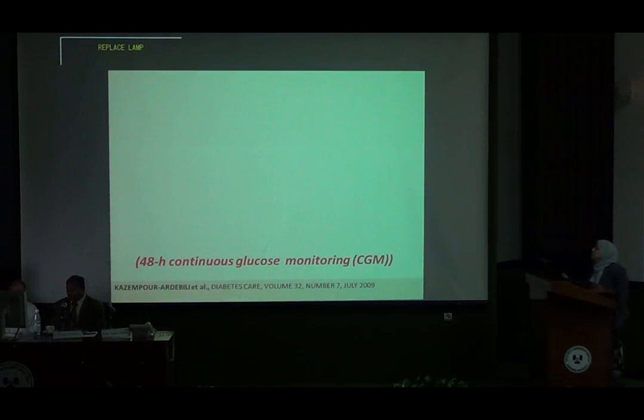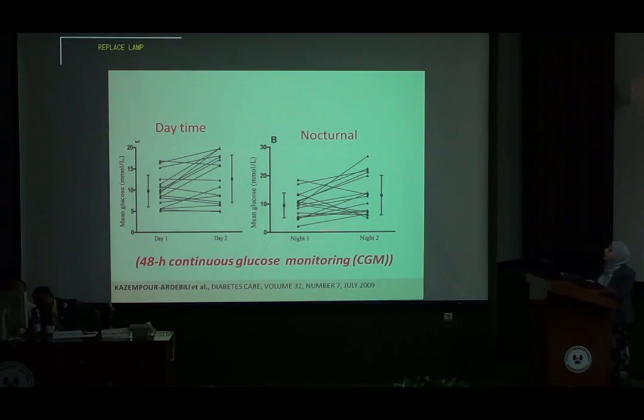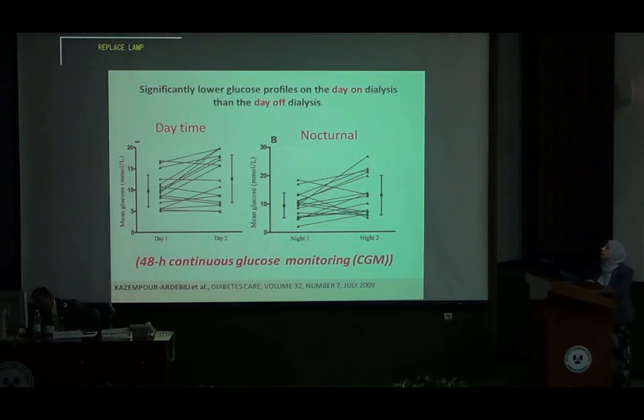Continuous glucose monitoring is now available for diabetic patients, a device by which 48-hour monitoring of blood glucose can be done. We have some studies on this in our patients. Here we found that on the days of dialysis, there is significantly lower blood glucose compared to the dialysis-off or second day. Also during the night, nights of dialysis show lower blood glucose than nights of dialysis-off days.